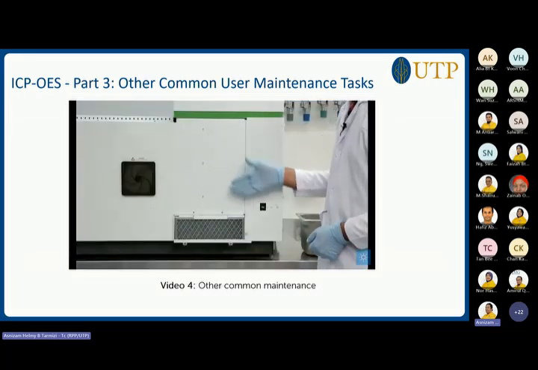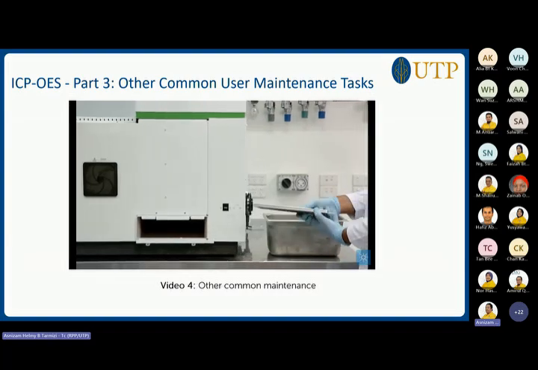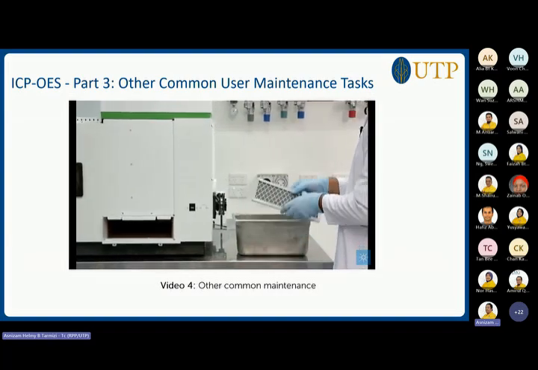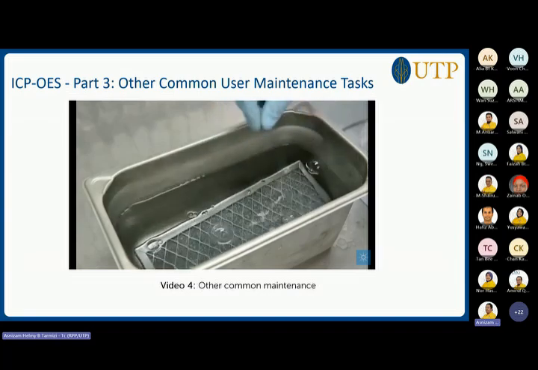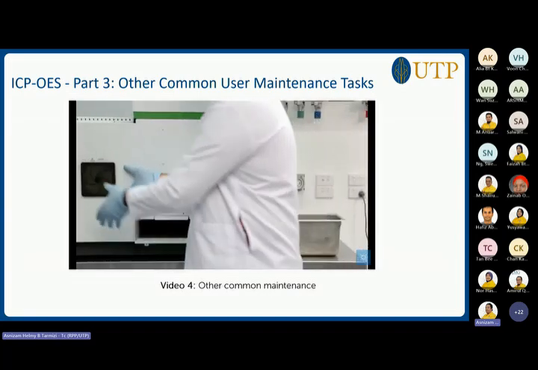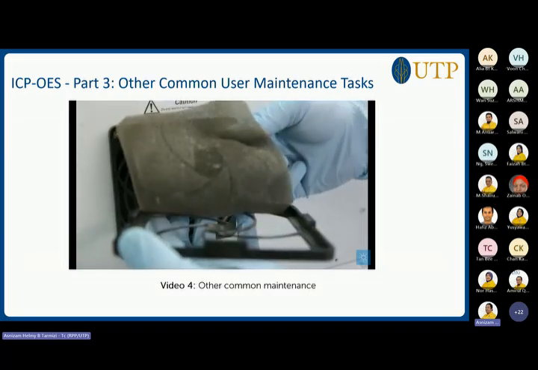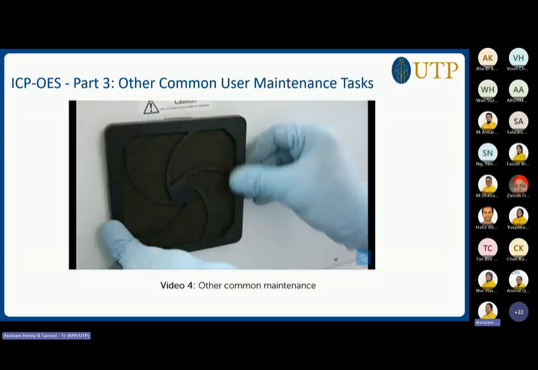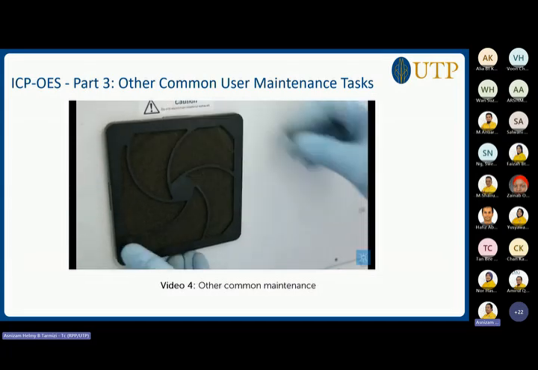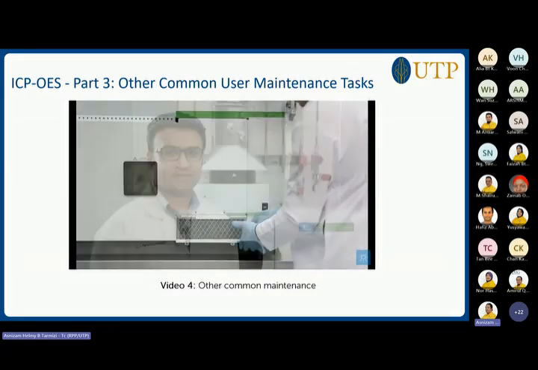Check the air filters regularly. For the RF generator air filter, remove it from the back of the instrument. If found dirty, place it in a bath of dilute detergent. For the other air filter, remove the filter and if found dirty, replace it and refit. Ensure the cleaned RF generator air filter is dry before refitting.